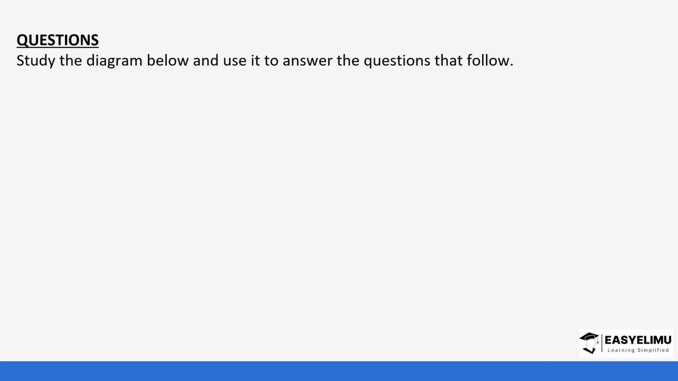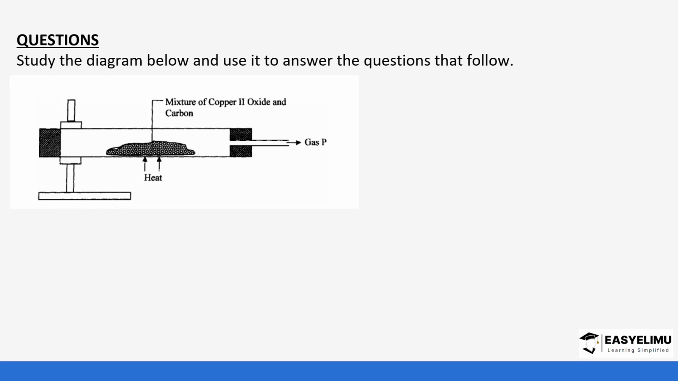So let's look at a few questions. Study the diagram below and use it to answer the questions that follow. So you have that diagram. You can see a mixture of copper 2 oxide and carbon was heated, and there's gas P. State the observation made in the tube.